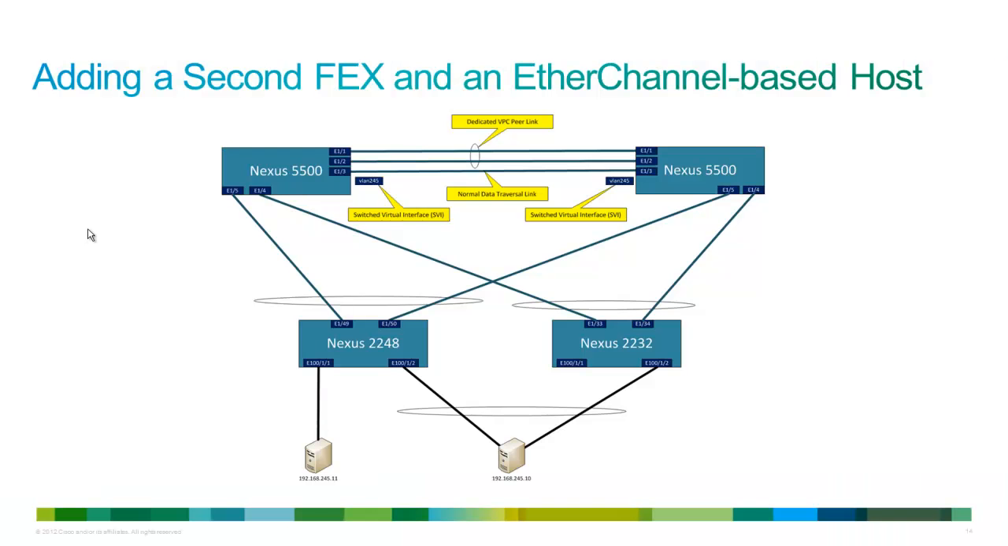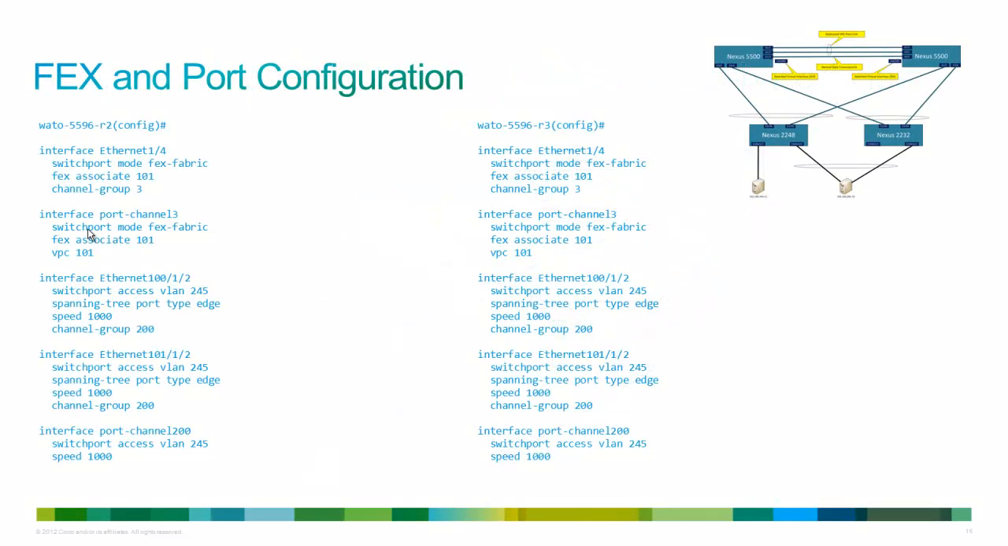Okay, so let's review. We added a second FEX and an Etherchannel based host. And here's the final configuration for you to paste into your setup. So we added the FEX on port E1/4, made it FEX fabric, gave it line card 101, channel group 3. Then as you can see, channel group 3, same configuration, but I add the VPC 101 to enable the dual connection, right? So it's this port right here and this port right here, so that they're in a VPC, as you can see, right? The circle around there shows they're in a VPC.